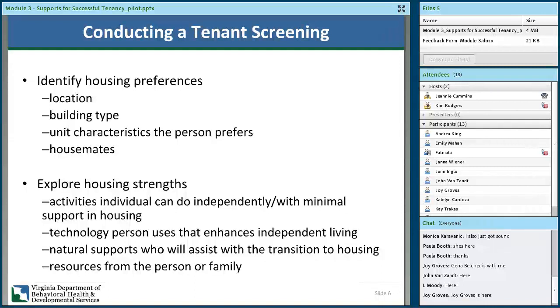Strengths can include natural supports who will assist with the transition to housing, such as family or friends who can help with tours of properties or pack and unpack for the move. And last but not least, resources from the person or family, such as a special needs trust that can cover certain living expenses, a truck to help with moving, or even contributions of furniture and household supplies.